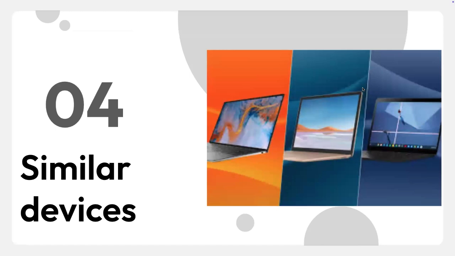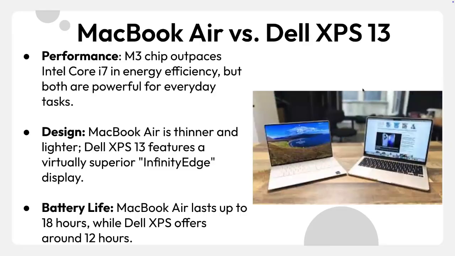And then similar devices. So for example, if you don't like the Apple ecosystem, let's say you already have an Android phone, Android tablet, maybe you just prefer Windows. A lot of business professionals have iPhones, but they just prefer Windows over Mac. So there's a lot of other alternatives, like premium alternatives to MacBooks.